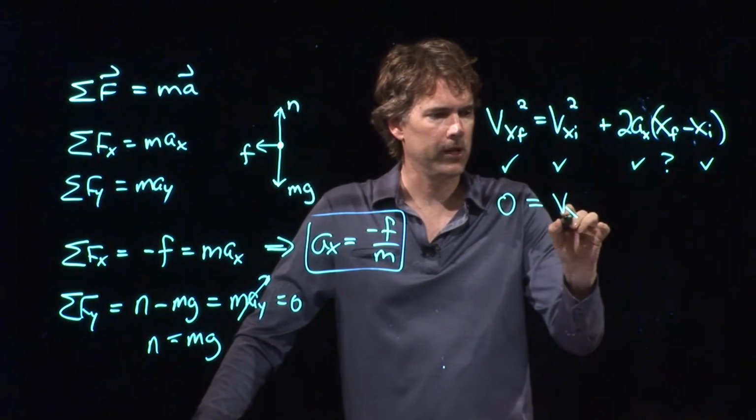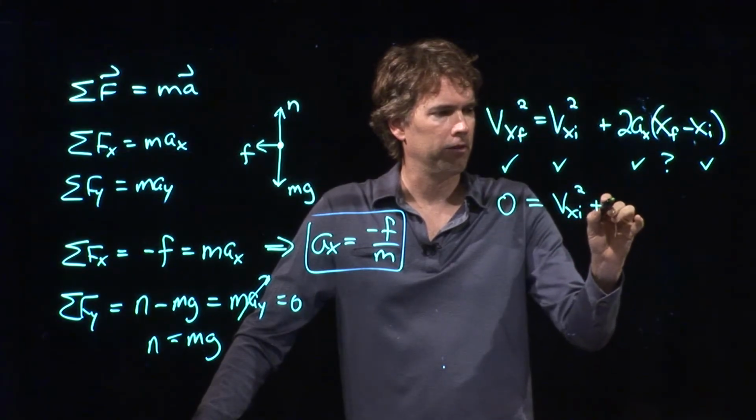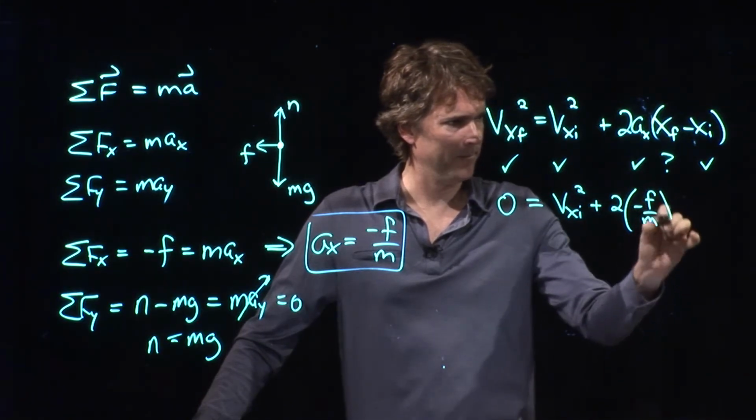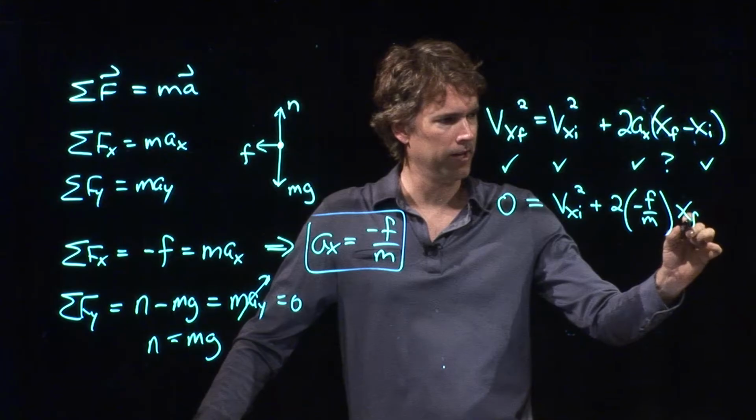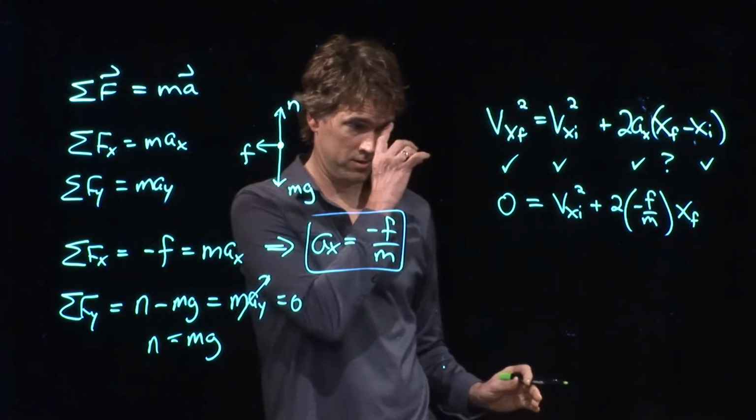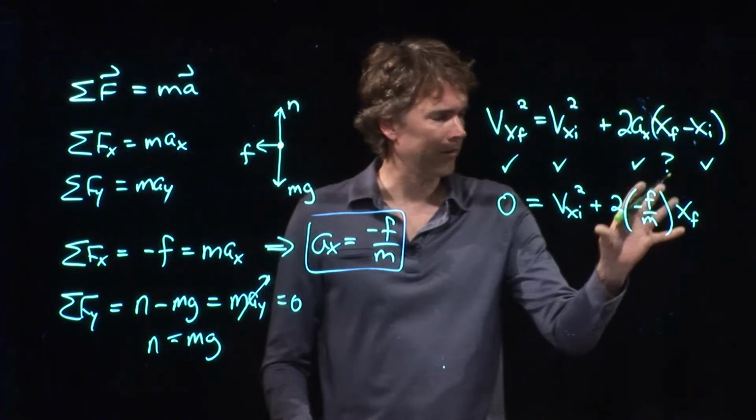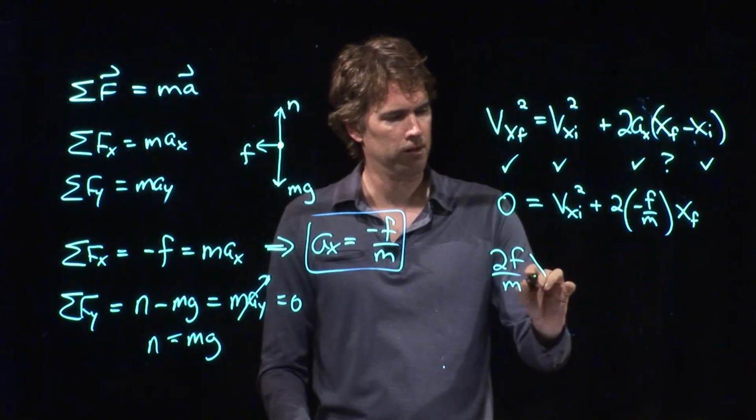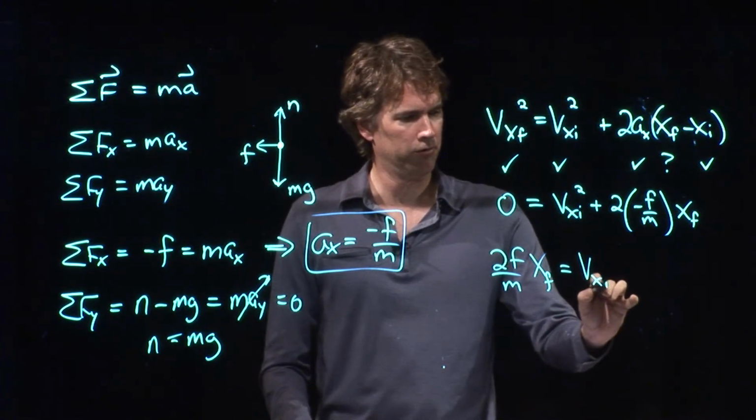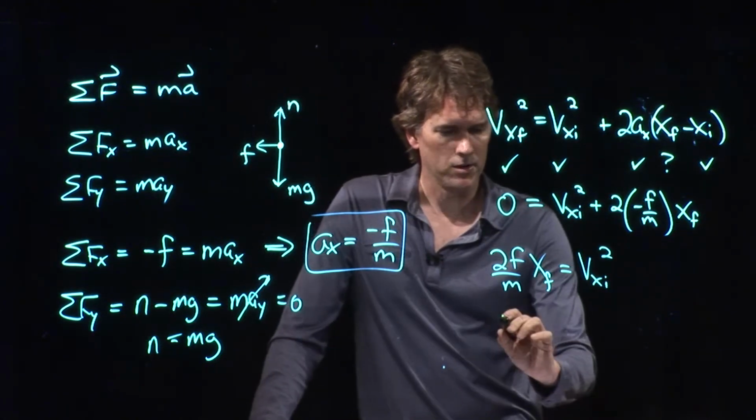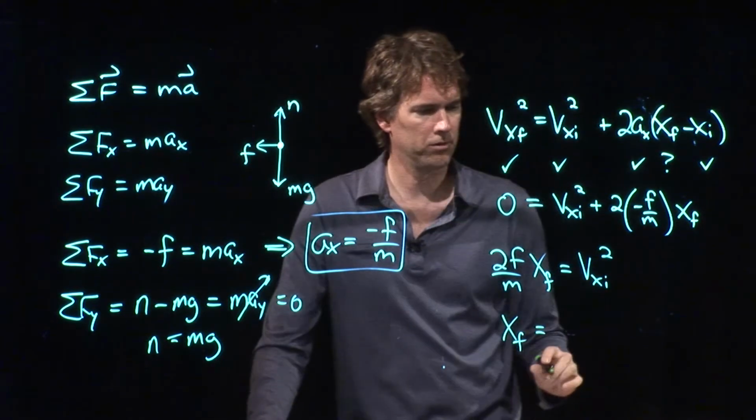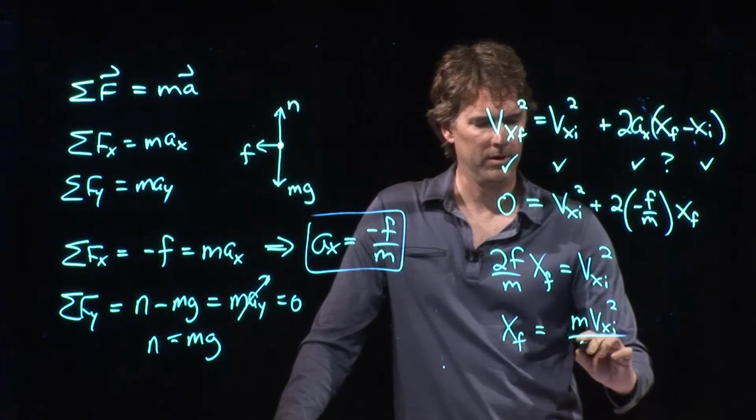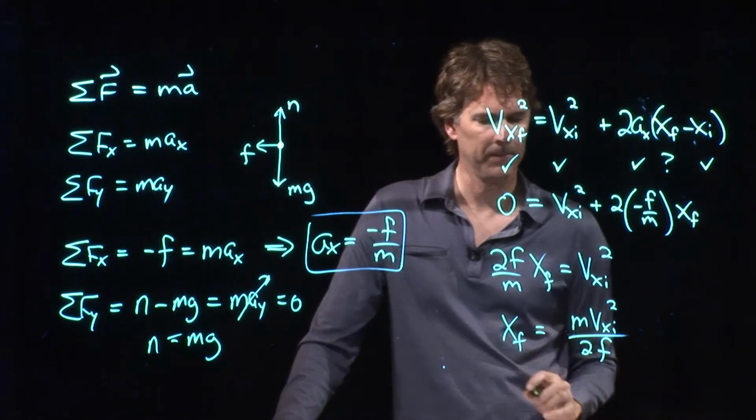0 equals vxi squared plus 2 times a sub x, which is negative f over m, all of that times x final. X initial is, of course, 0. And now I can solve this equation for x final. This is a negative quantity. I can put it over on the other side. I get 2f over m times x final equals vxi squared. And now I can solve this for xf. xf equals m vxi squared all over 2 times the frictional force F.